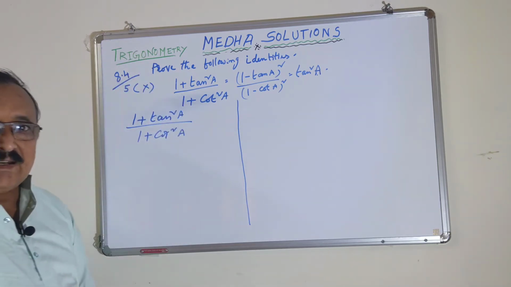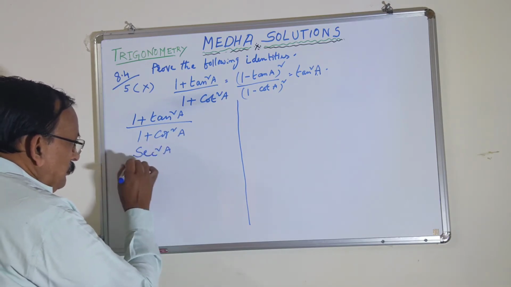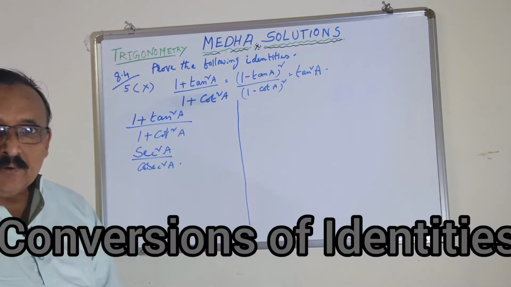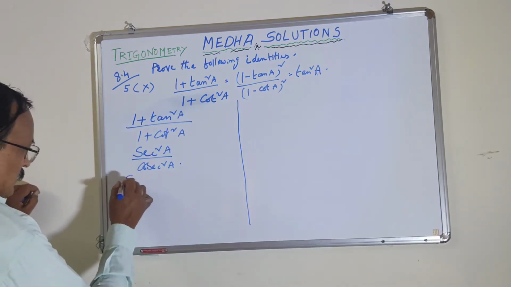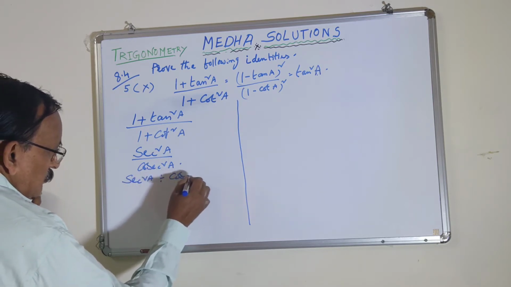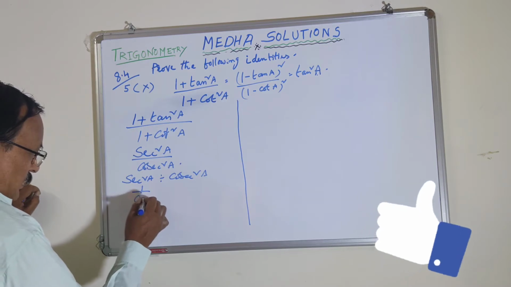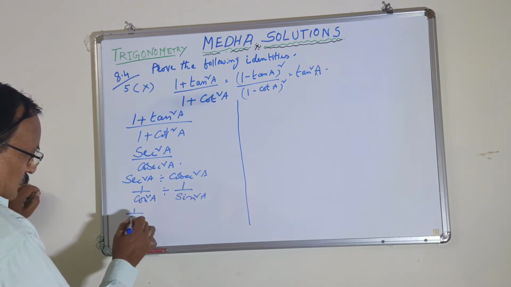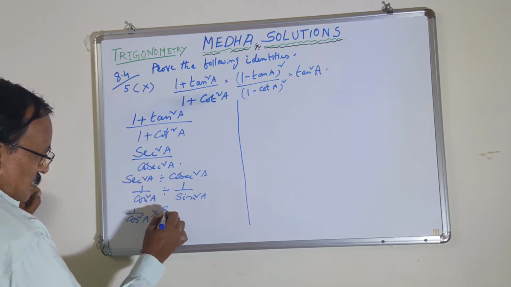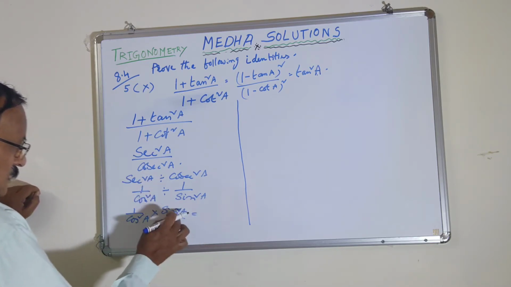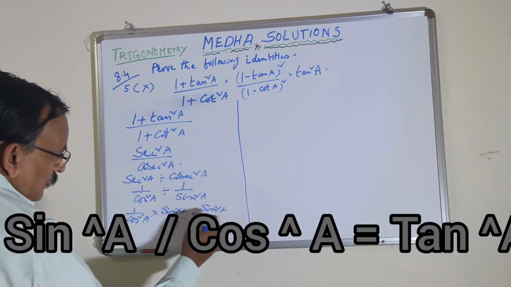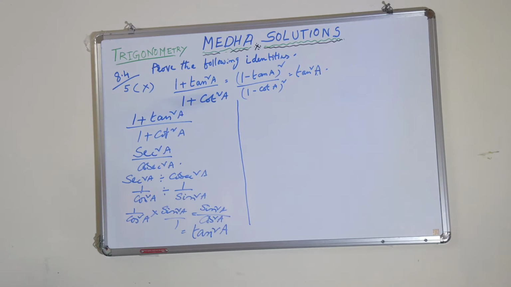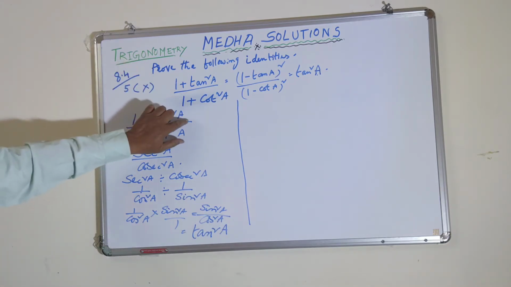See, 1 plus tan square A is equal to our second identity, sec square A, by 1 plus cot square A. 1 plus cot square A is equal to cosec square A. Now sec square A divided by cosec square A. Sec square A is equal to 1 by cos square A, divided by cosec square A, which is 1 by sin square A. So 1 by cos square A into the reciprocal, sin square A by 1, that is equal to sin square A by cos square A, which is equal to tan square A. So we have proved that this entire term, 1 plus tan square A by 1 plus cot square A, is equal to tan square A.